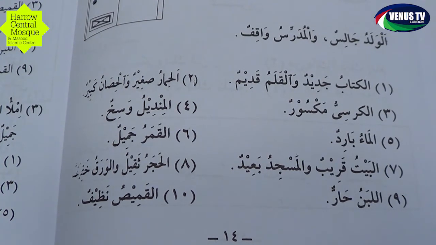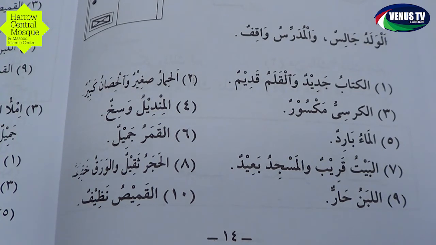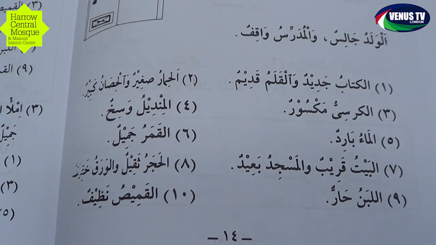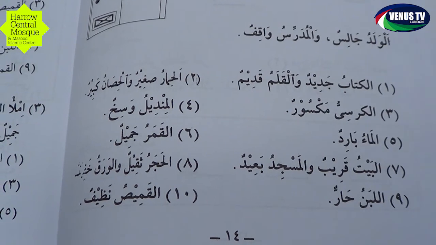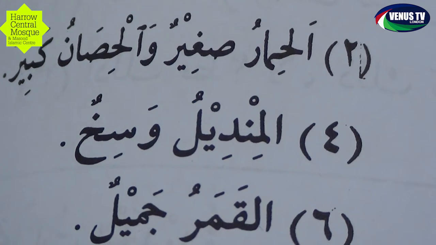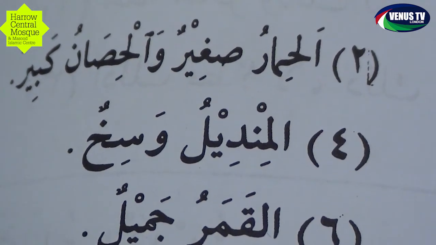Al-Himaru Saghirun, Wal-Hisanu Kabirun. What does Al-Himar mean? The donkey. Saghir is small. The donkey is small. Hisan means horse. Kabir, big.